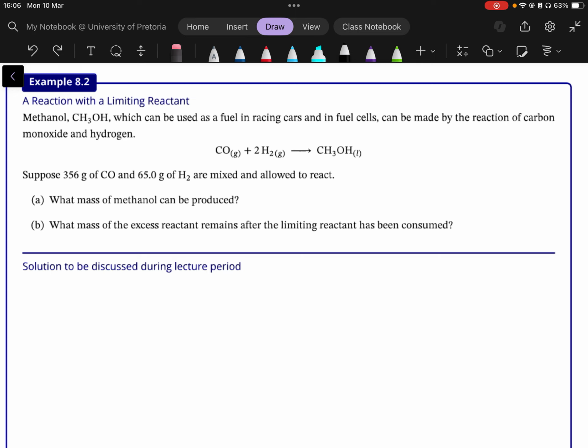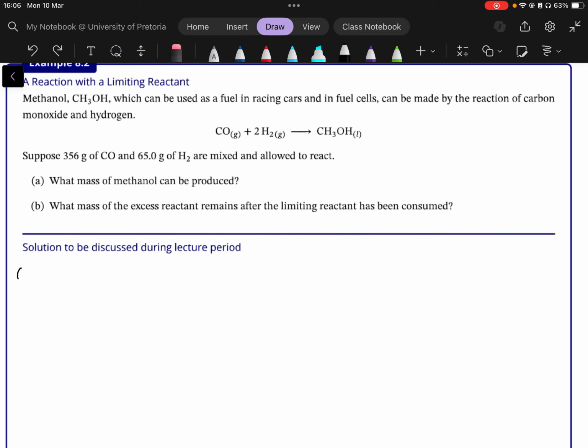So a good logical starting point here: we're given mass, so it would be to calculate the number of moles, because then we can see if either of these two would be limiting in that sense. All right, so let's start by calculating the number of moles of carbon monoxide and the number of moles of hydrogen.